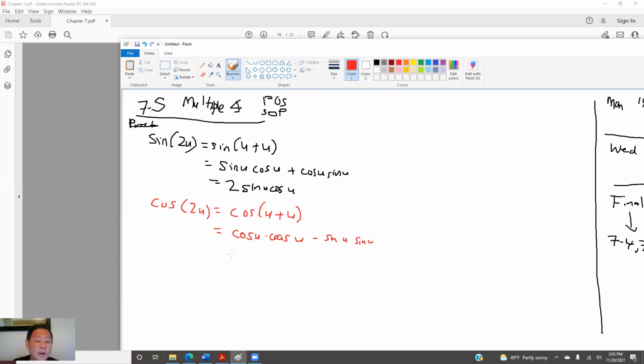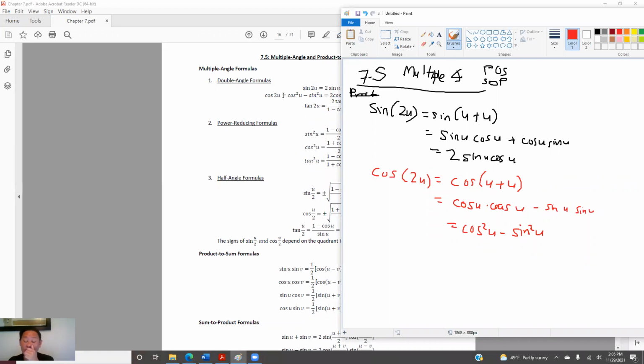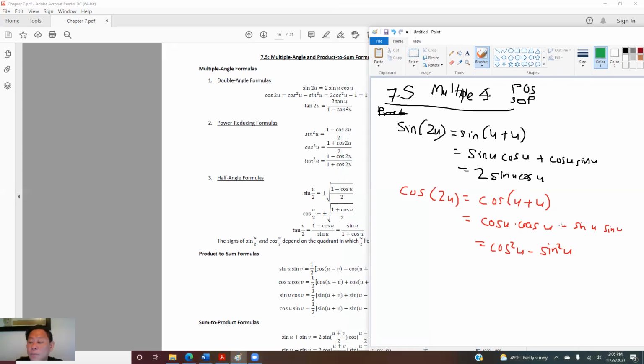And cosine u times cosine u is cosine square u, and then sine u times sine u is sine square u. So this is how you get the first form: cosine 2u is cosine square u minus sine square u. And then in order for you to get the next form, you just use your Pythagorean identity to substitute sine square u to become 1 minus cosine square u, and you will end up with this formula.